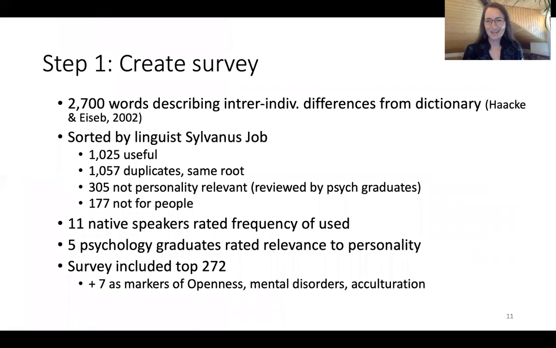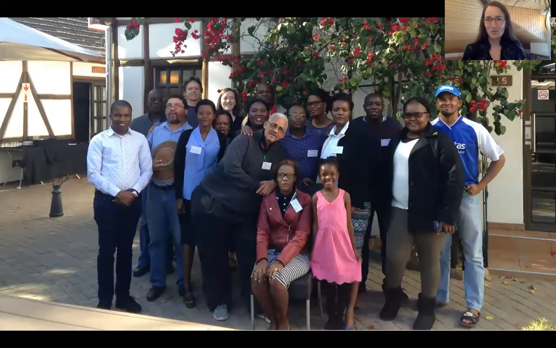So first, creating the lexical survey, we went from a couple thousand words out of the dictionary to 272 on our list. And this was thanks to ratings on their frequency of use and on their relevance to personality. For data collection, we recruited a team of 15 school teachers of Khoekhoe from throughout Namibia. This was a way to get representation of the whole country and to have interviewers who read and write Khoekhoe well. Involving them was one of the best things we did.